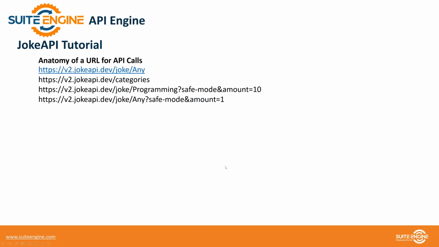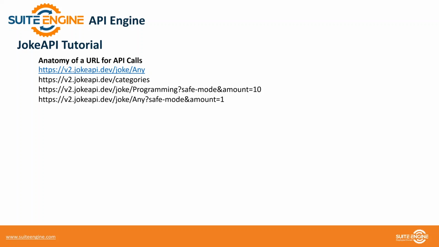And let's look at what the URL of API calls look like. So here are 4 examples from the Joke API. The top one is pretty simple. It will default to getting a single joke, and it won't be in safe mode, which means you're at risk of getting offensive jokes back. So that's the base URL. There's another API call in the Joke APIs where we can retrieve the various categories of jokes that are available. So essentially, that's a different endpoint to be able to do that.